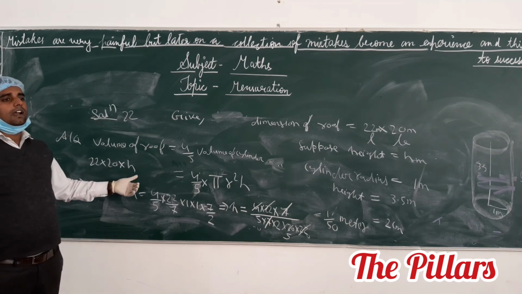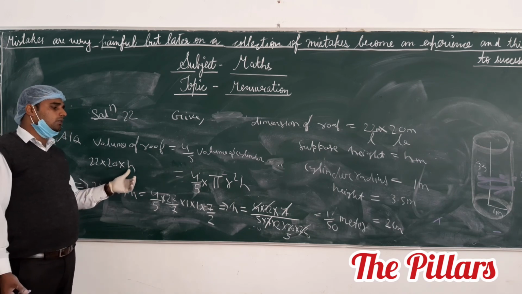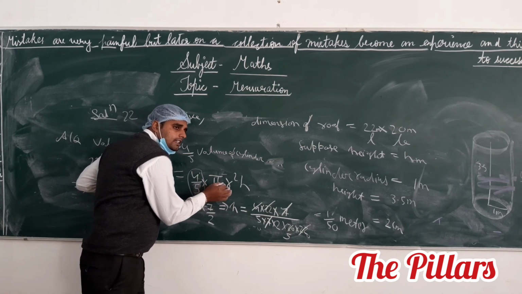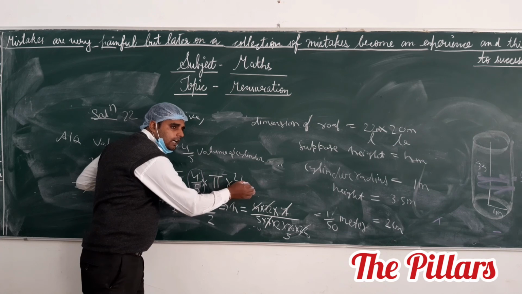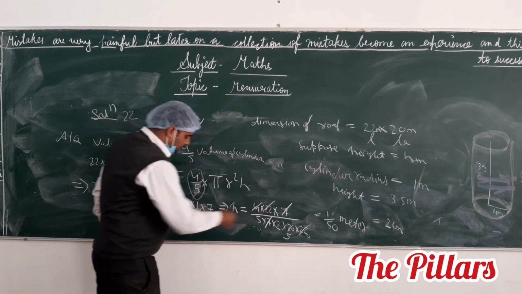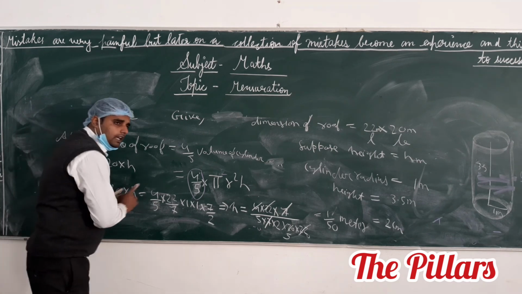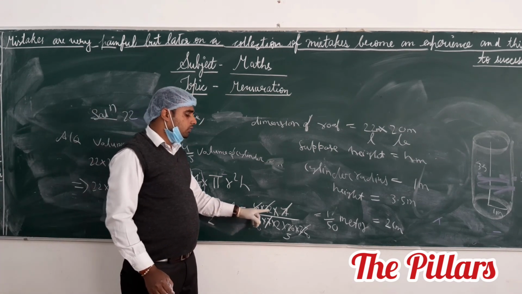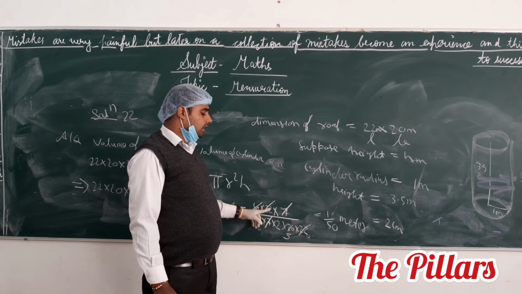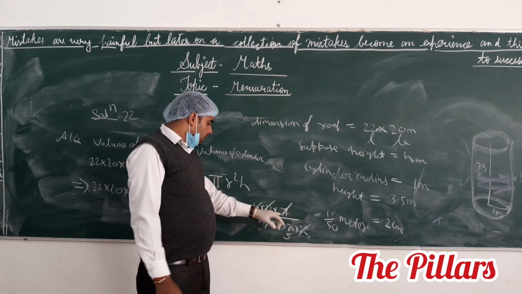L into B: suppose the rainfall water height is h. 22 into 20 into h equals 4 by 5 of the volume of the cylinder, which is 5 into 2 by 7, 1 into 1, radius 1 meter given, into 7 by 2. Now transfer the 22 and 20 to that side. h equals 4 into 22 into 7 divided by 5 into 7 into 2 into 20 into 22. 22 cancels out, 7 cancels out, and we get 1 by 50 meter.